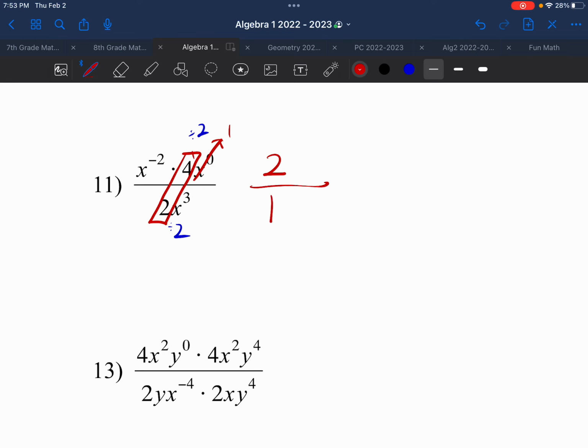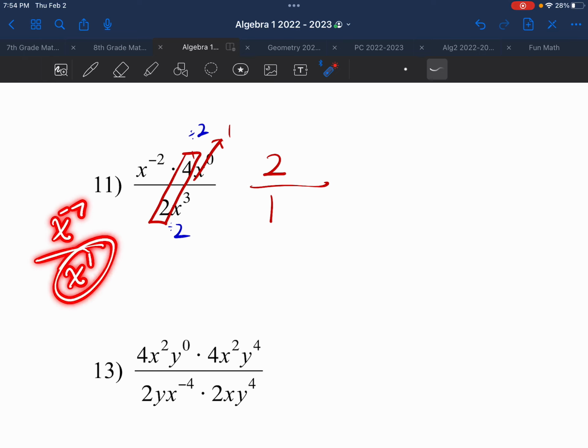Now, all I have left is x to the negative 2 and x to the power of 3. Well, which one is the bigger and more positive number? Again, which one is closer to positive infinity is kind of the question that I'm asking. X to the power of 3 is closer to positive infinity. Even if I had like x to the negative 7 over x to the negative 7 over 1, this one is closer to positive infinity because that one's a negative. So you always choose the side that's closer to positive infinity.